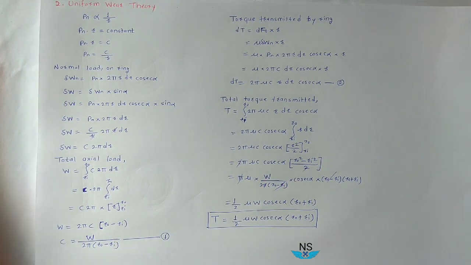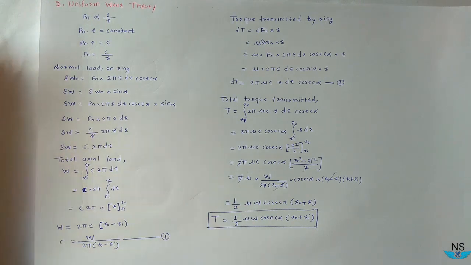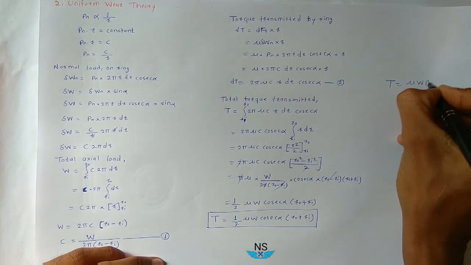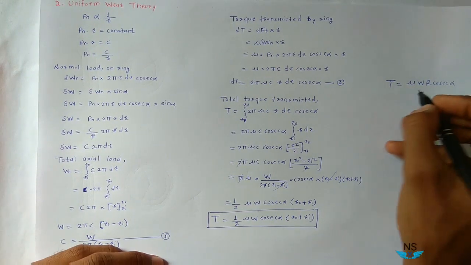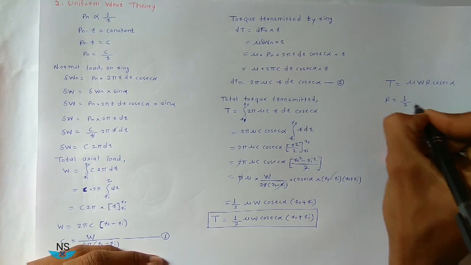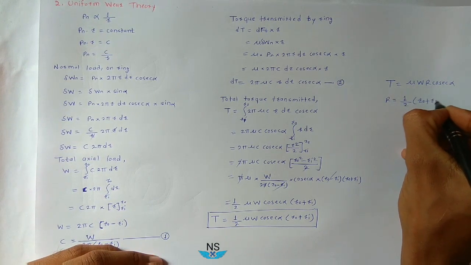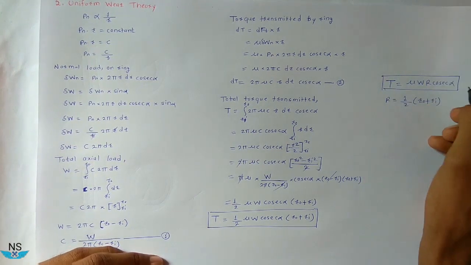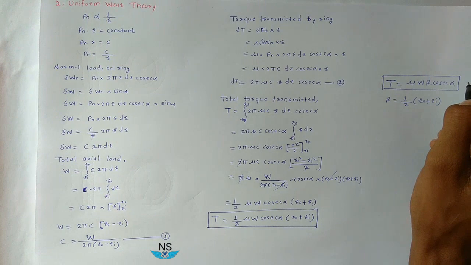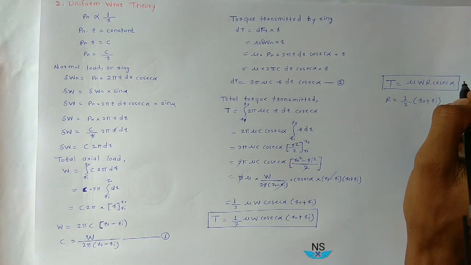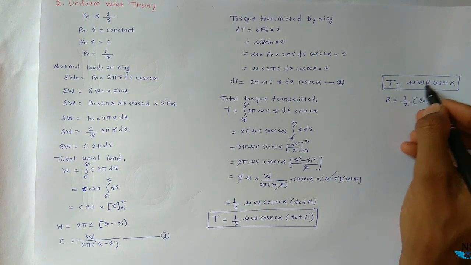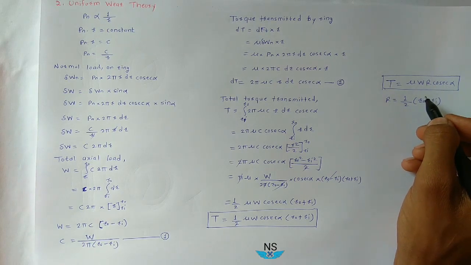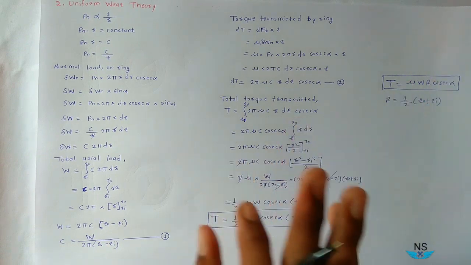Now we can write the same equation like this: T is equal to mu W R cosec alpha, where R is nothing but the mean radius, that is equal to 1 upon 2 into Ro plus Ri. So this is the torque transmitting capacity of cone clutch by using uniform wear theory. In a single plate clutch, the equation is mu W R; here only cosec alpha is added, and R is the same for all the clutches. So this is the torque transmitting capacity.